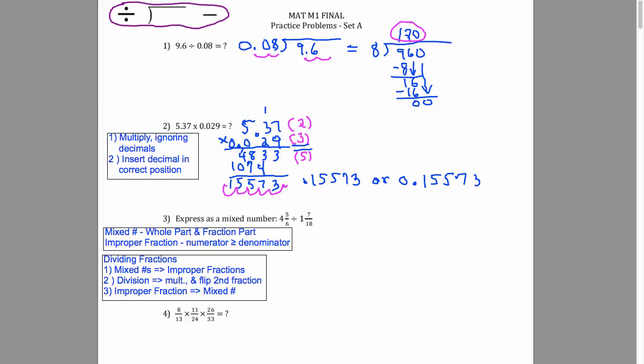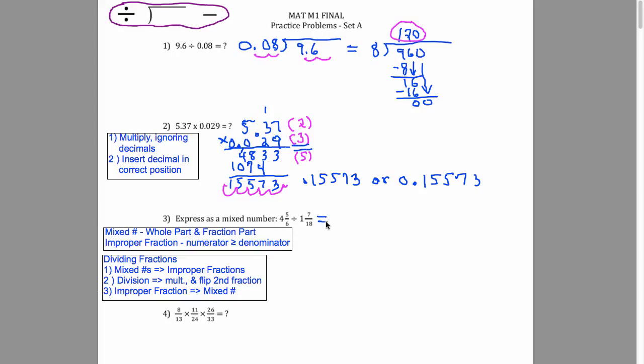And an improper fraction, as we'll see soon, is a fraction in which the numerator is greater than or equal to the denominator. That symbol there is the greater than or equal symbol. So to divide fractions, step 1 is to convert mixed numbers into improper fractions. So let's do that right now. We have 4 and 5/6. We have 1 and 7/18. We need to convert both of them to improper fractions.